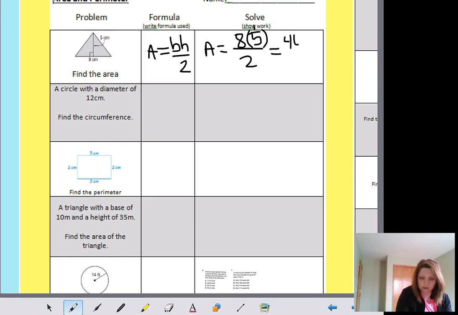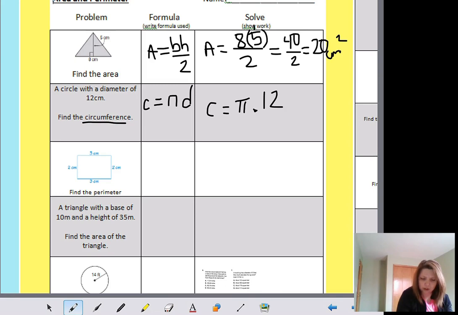Which is 8 times 5 is 40 over 2 equals 20 centimeters square for the area. Final answer. If we have a circle with a diameter of 12 centimeters, to find the circumference, you can look through your worksheet. The second formula from the top says the circumference is pi times d. So the circumference here will be pi times 12.